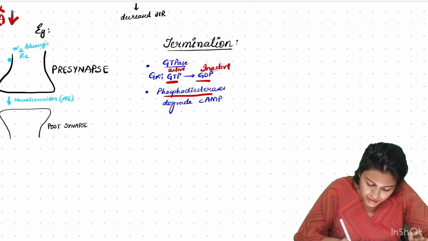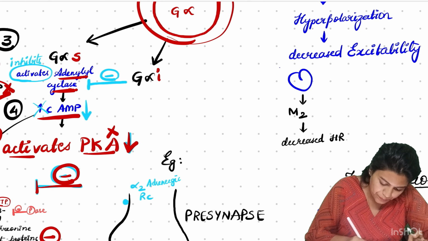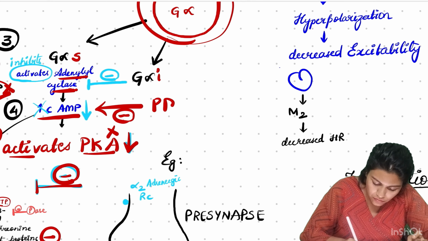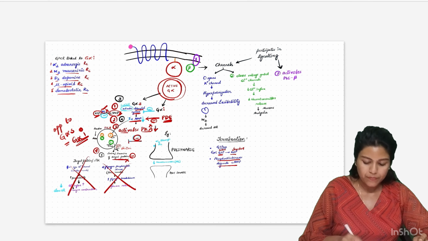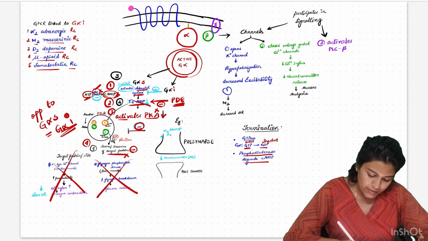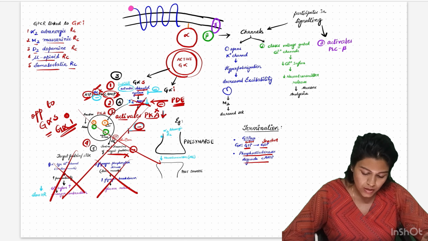Other is phosphodiesterases. They degrade cyclic AMP. At this step, cyclic AMP is degraded by phosphodiesterases. The phosphodiesterase enzyme will degrade the cyclic AMP. No cyclic AMP, all the steps are gone. There's no signal occurring there.